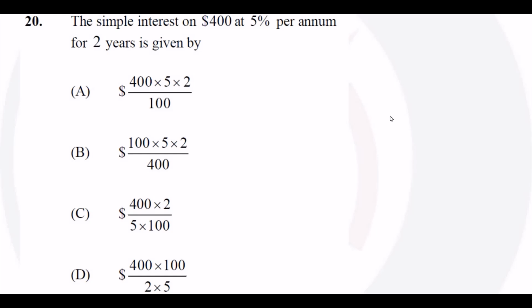Question 20. The simple interest on $400 at 5% per annum for 2 years is given by. So we know that the simple interest formula is I is equal to PRT over 100. So the principal is 400, the rate is 5%, and that's where the 100 in our denominator comes from, and the time is 2 years, all over 100.